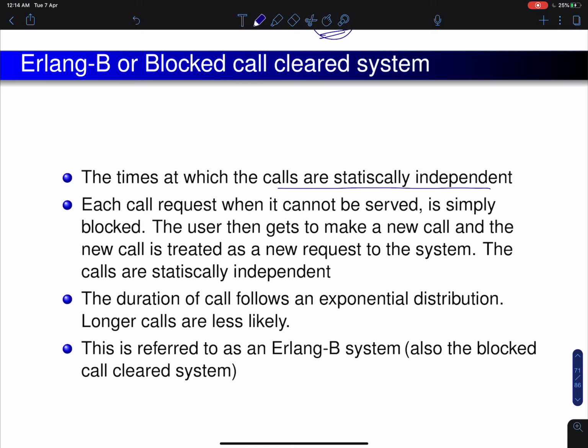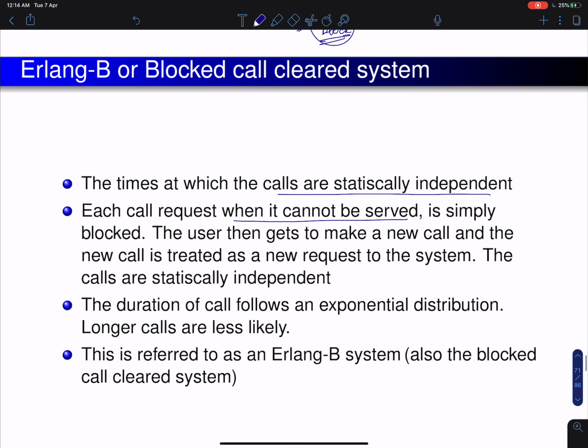Now, let's say all the available channels are occupied, and when a new user is going to place a call, then that call will be blocked. Okay, that call will be blocked. Now what happens is, after some time the user can again try to make a call request. At that time, that call will be treated as a new independent call, a new request to the system. So between one call and the other call, even the calls which are blocked and you make a new request, they are all statistically independent. You treat them as new calls every time.